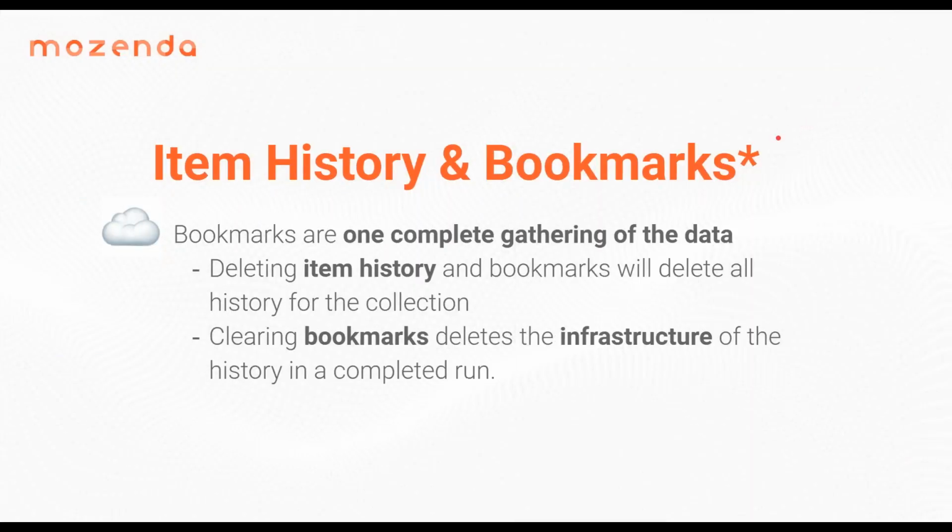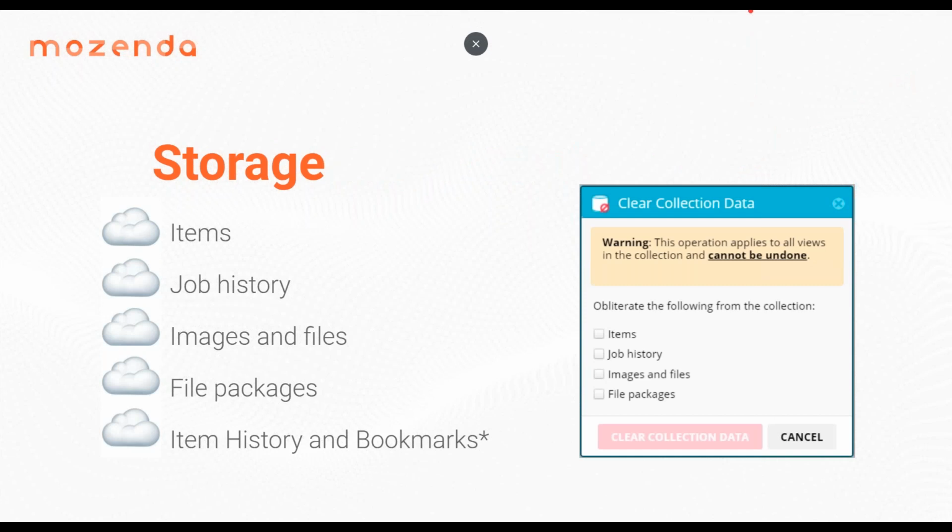Let's keep going through. So we talked through what makes up our storage. We have items, which are the lines, our job history, which is the history of our instances of running the job, whether it's paused or hits an error state. We have our images and files, which is permanent. So if we delete this, it's our long-term storage and it will clear all of that until we rerun the agent. We also have our file packages, which is our short term, which can be repackaged if we still have our images and files.